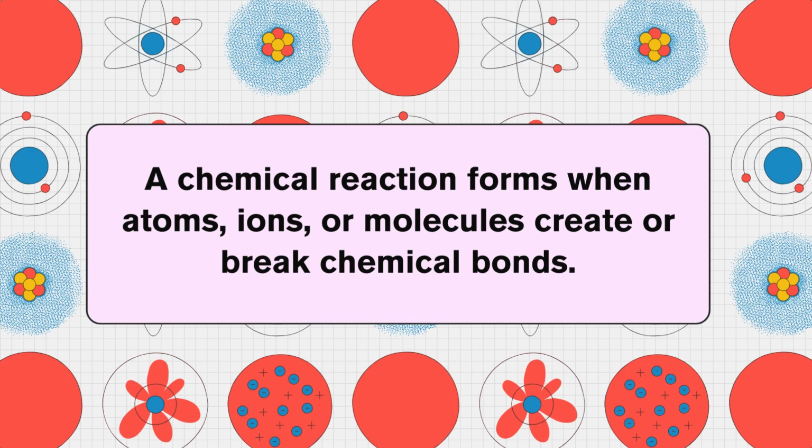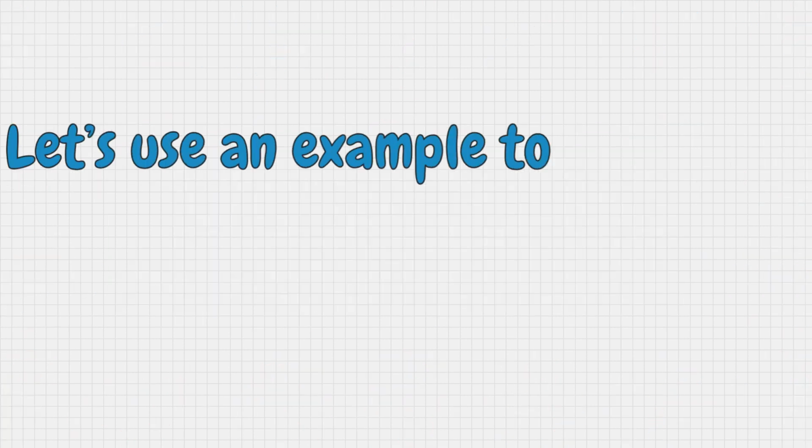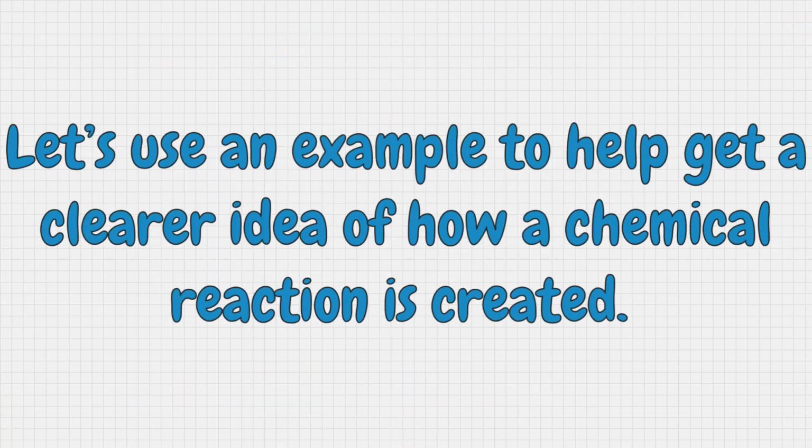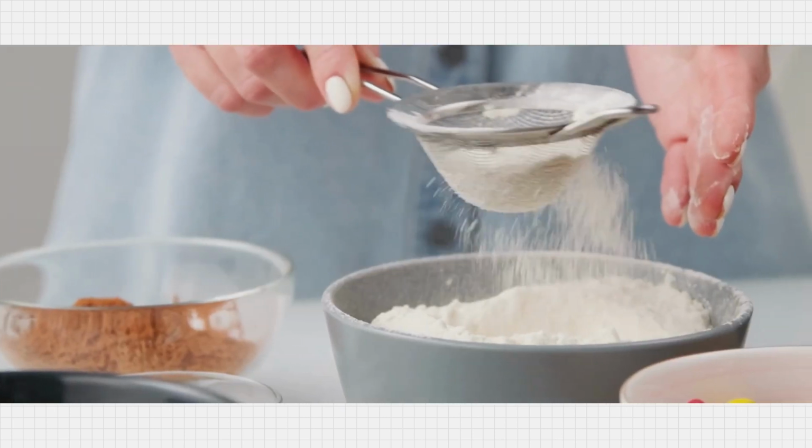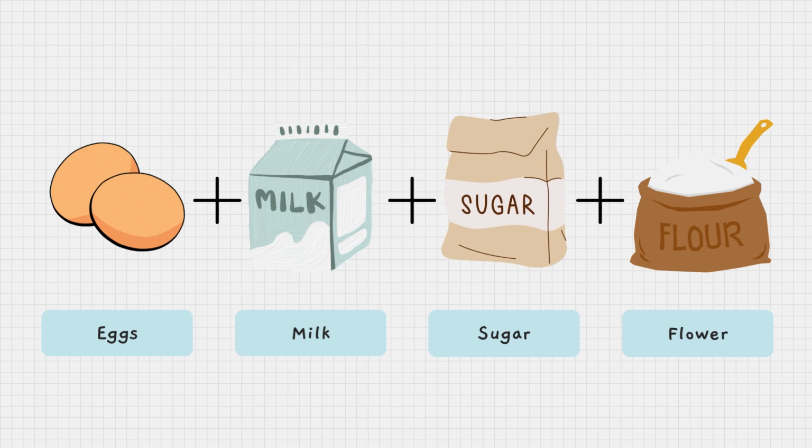A chemical reaction forms when atoms, ions, or molecules create or break chemical bonds. Let's use an example to help get a clear idea of how a chemical reaction is created. Imagine you're baking a cake. You would need ingredients like eggs, milk, sugar, flour, and oil.